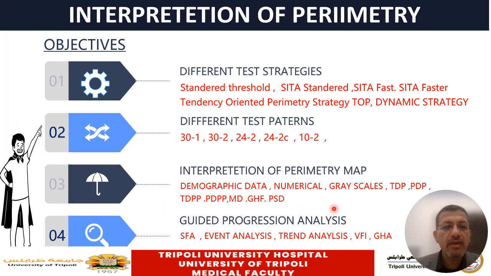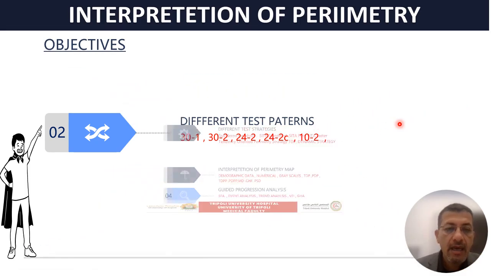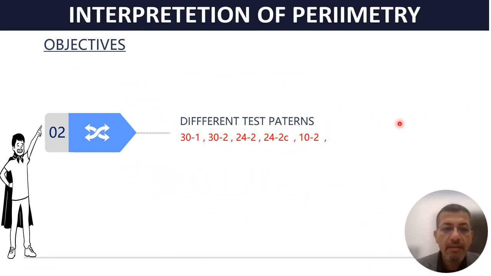Here, I just want to remind you where we have reached in this session. We finished the different test strategies, like the theta strategy, theta fast, and theta faster, and some strategies that are in octopus perimetry, like tendency-oriented perimetry and the dynamic strategy. Now we will go to the next session, the different test patterns done in perimetry, either 30-1, 30-2, 24-2, and also some of the test patterns done in octopus, like the G pattern and the M pattern.